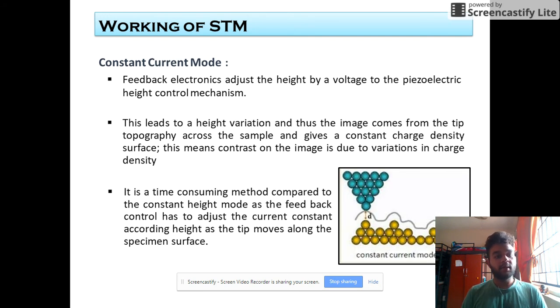So, what is constant current mode? Feedback electronics adjust the voltage to the piezoelectric height control mechanism. This leads to height variation, and thus the image comes from the tip topography across the sample and gives a constant charge density surface. This means the contrast on the image is due to the variation in charge density.